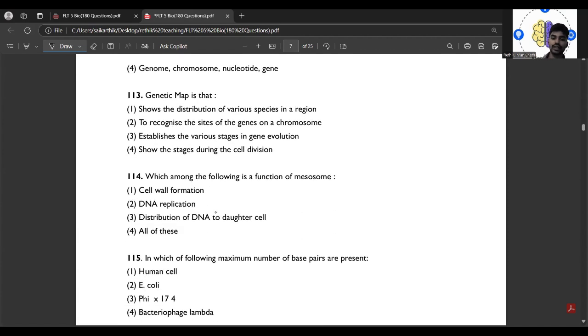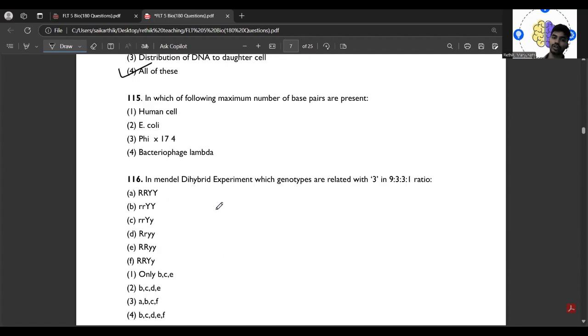Next, 113 is all about the genetic map. What is the genetic map? It is used to recognize the site of the gene of an organism. So, option two, direct question. Then 114 is about which among the following is a function of the mesosome. Which among these is actually cell wall formation, DNA replication, distribution of DNA to the daughter cell.